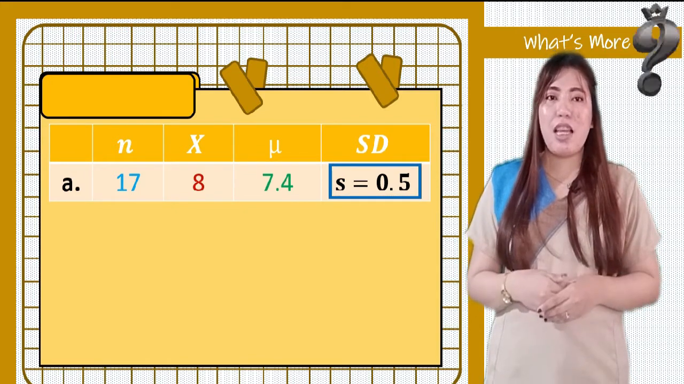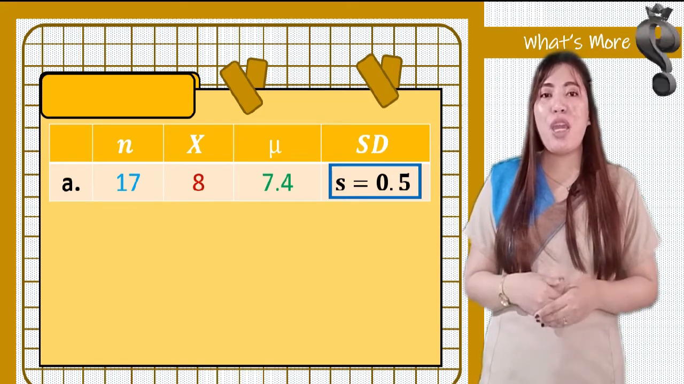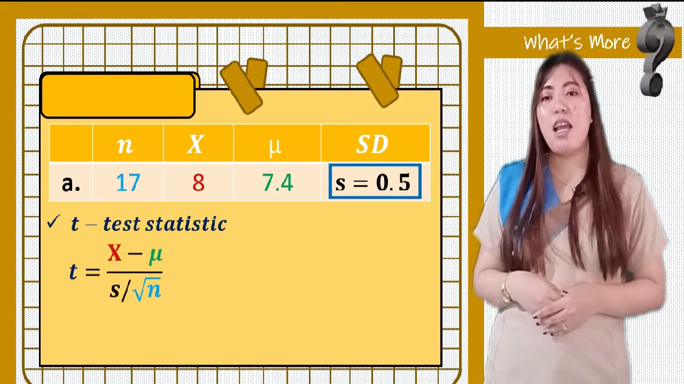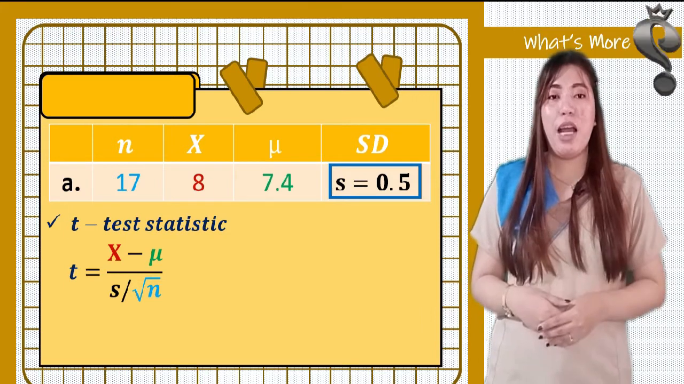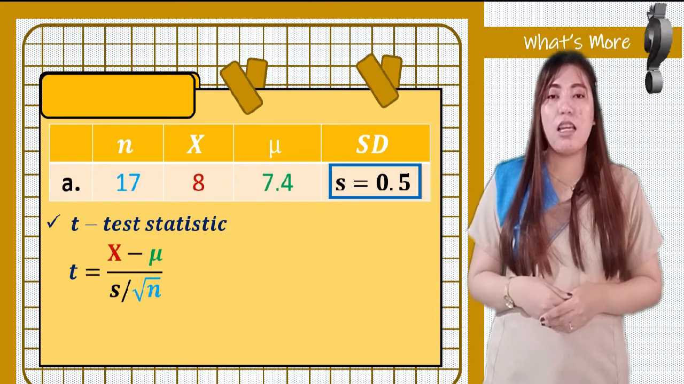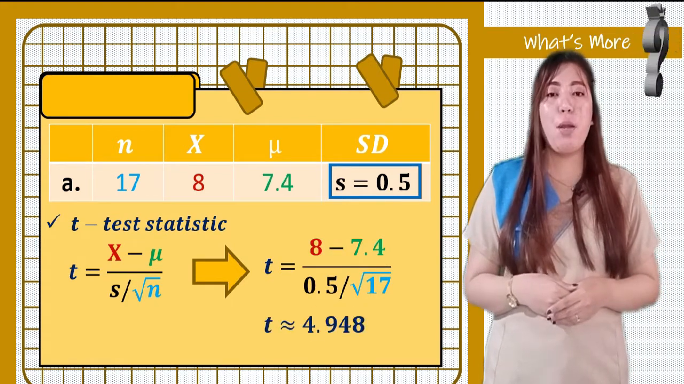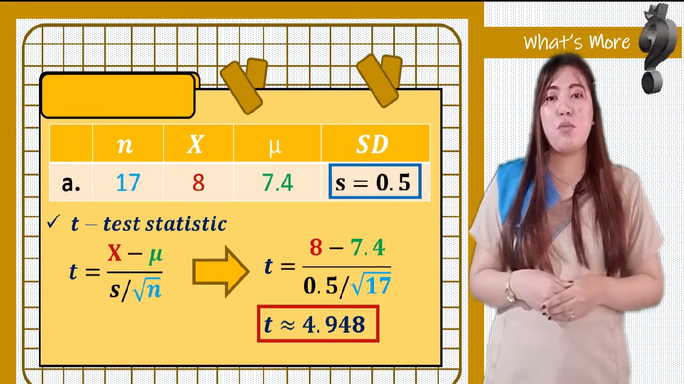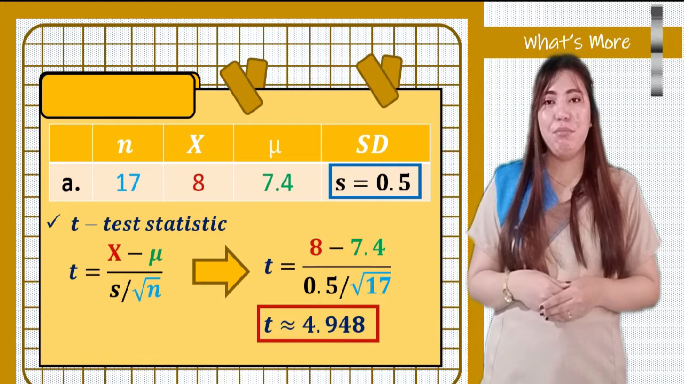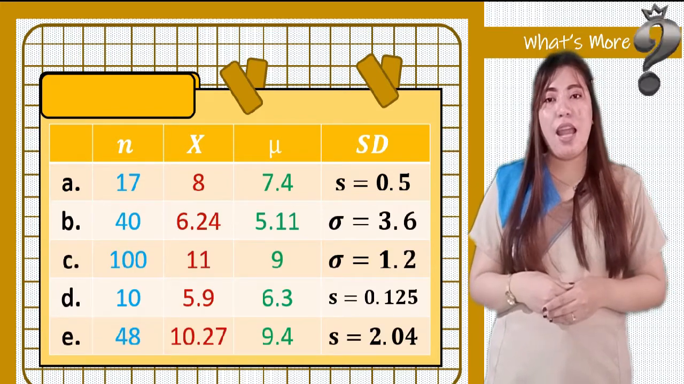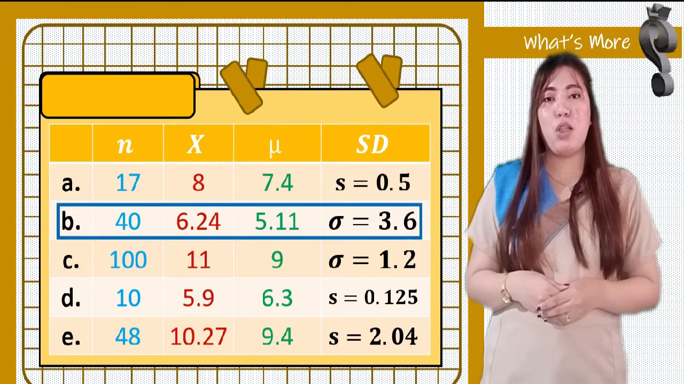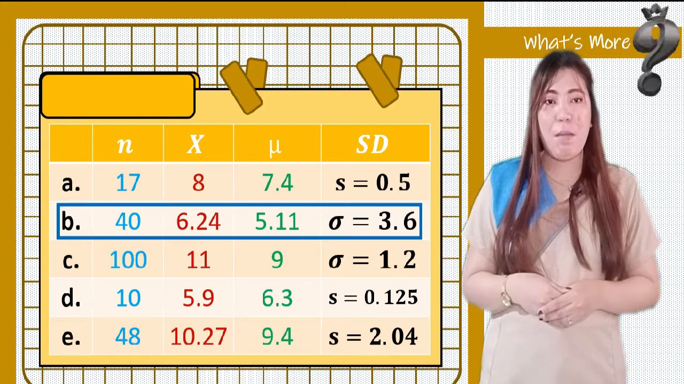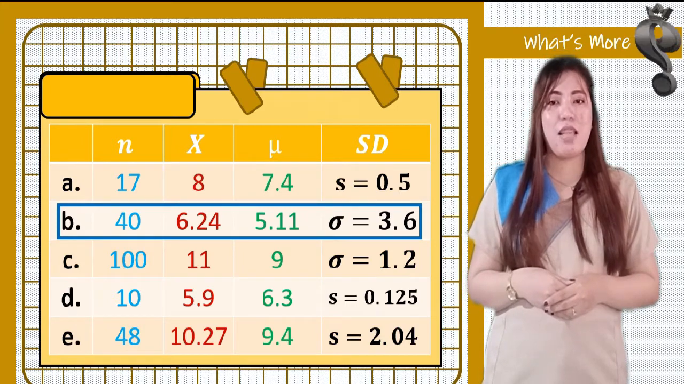Since the given is a sample standard deviation, then we use the t-test statistic. Using the formula of the t-test and substituting the given, we will get t is approximately equal to 4.948. Again, we use the approximate symbol since we rounded off the answer. Next given. N is equal to 40. X is equal to 6.24. Mu is equal to 5.11. Sigma is equal to 3.6. 10 seconds.